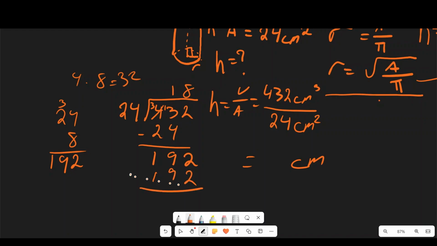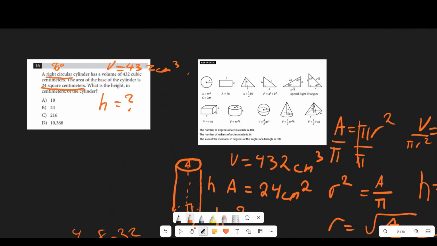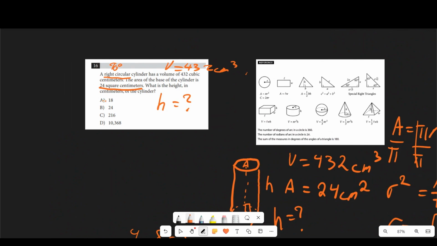And you probably would have gotten this if you did use your calculator, but this is just for those of you that like to do it by hand. So there we go. Our height h is going to be 18 centimeters. Is that one of our answers? Yes, it is. So after all that, we were able to figure it out.